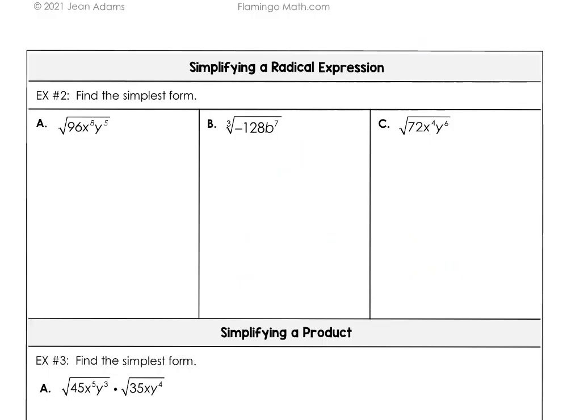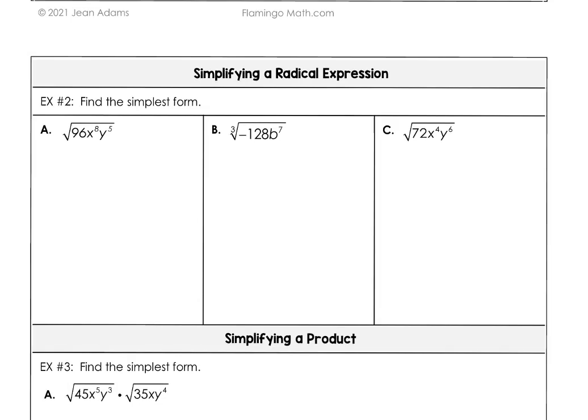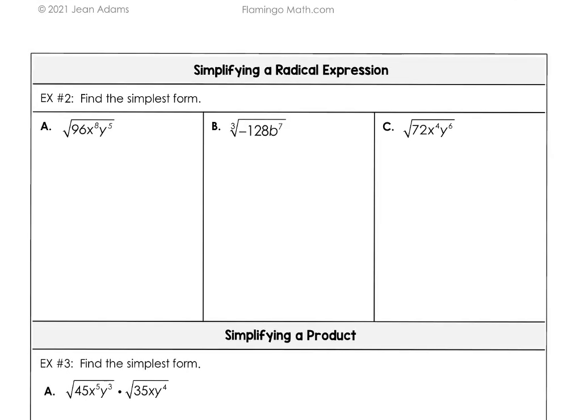For example 2, we're going to give these a try. First, breaking apart the square root of 96, we could say that the square root of 96 could be factored as sets of even numbers because our index is 2. So I'm going to break apart the 5th power of y as y to the 4th times y. And then the square root of 16 is 4. So that's out from the radical. The square root of x to the 8th would be x to the 4th.